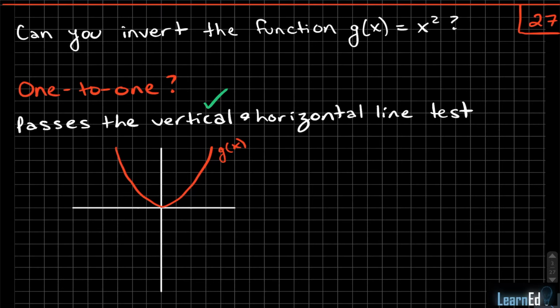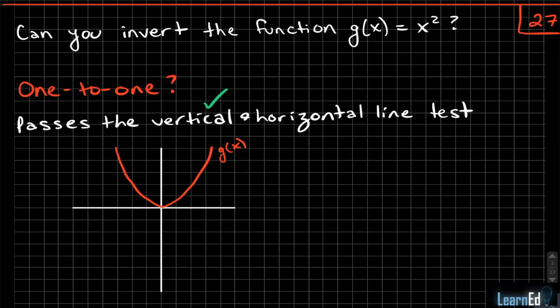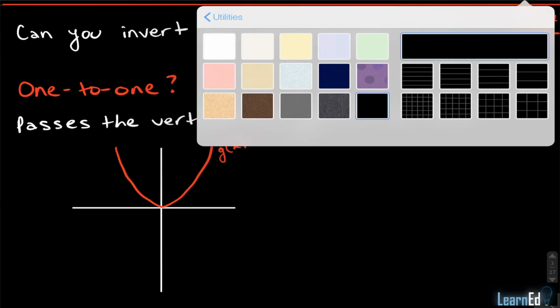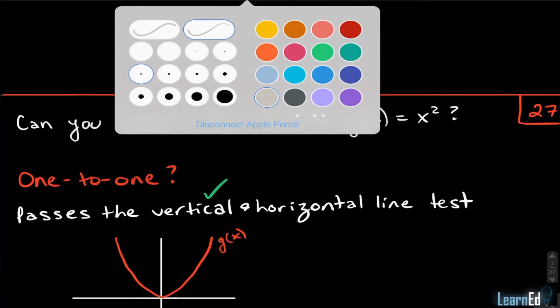Okay, but what about the horizontal line test? Well, that's basically the same thing, but with a horizontal line. You can see that if you pass a line through horizontally, it passes the graph in 2 places. So there are multiple x values that have the same y, and that means that this function is not 1-to-1. What that ends up meaning is that this function is not invertible.